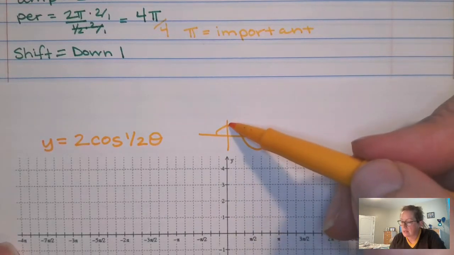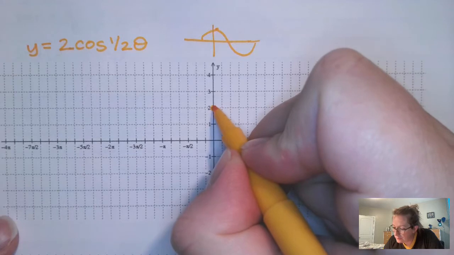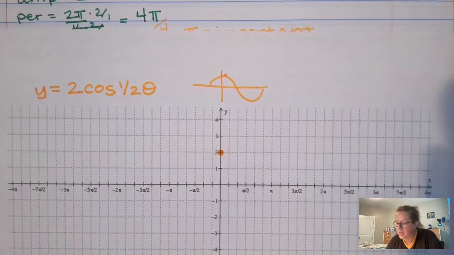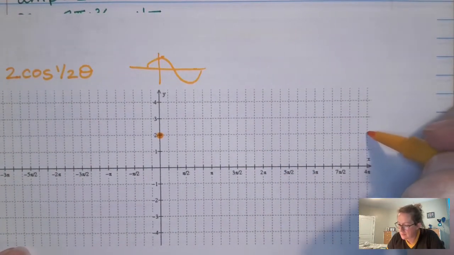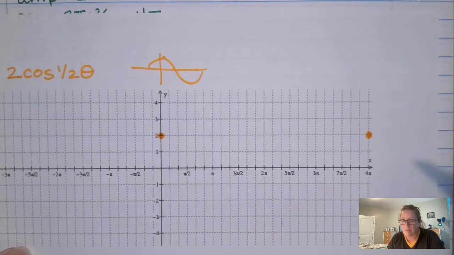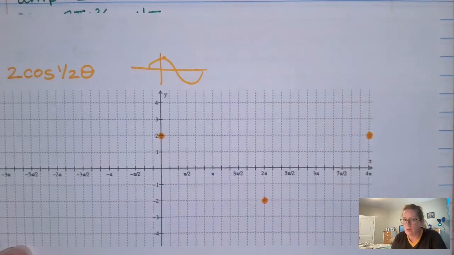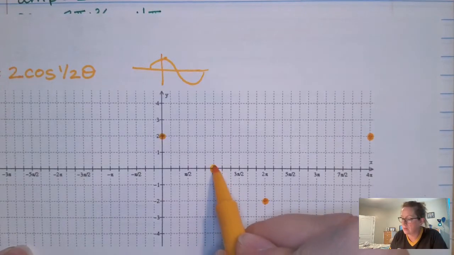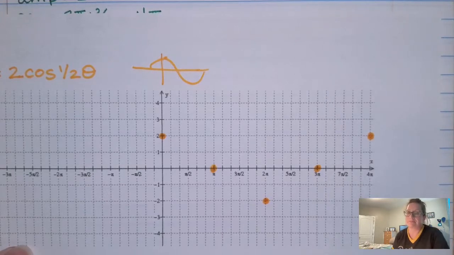Cosine starts high at the amplitude, so the amplitude is going to be 2. So we're going to start up here. And our period, we said, is 4 pi, so we got to go way out here. Halfway on that is going to be here at 2. So we got our high and our low parts, and then we want to find our middles, or our halfway mark. So let's find those guys.